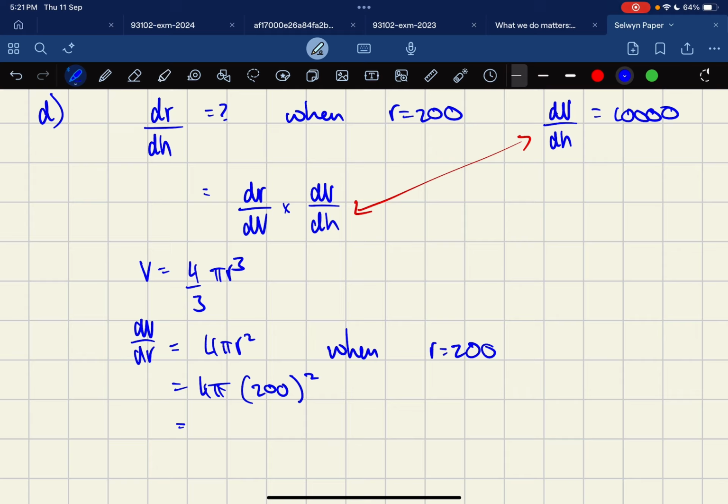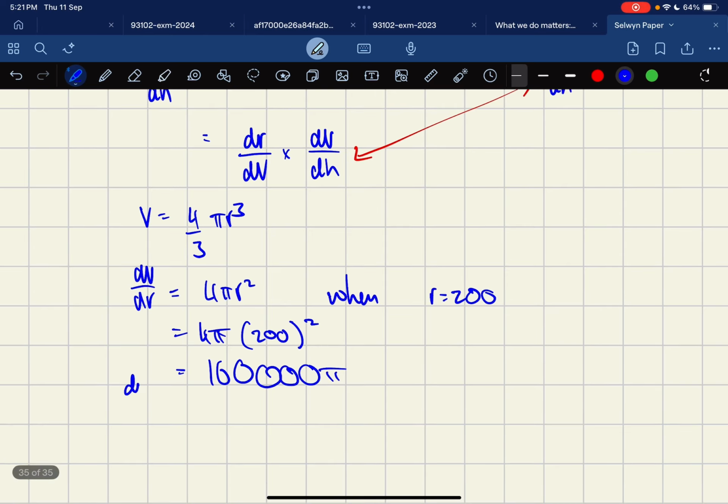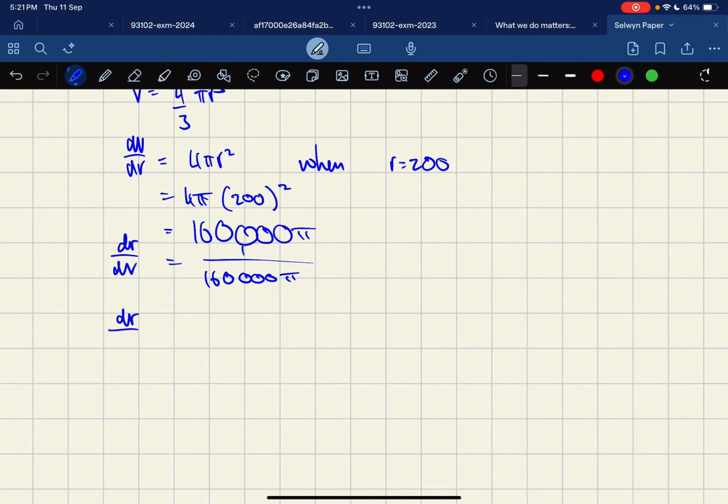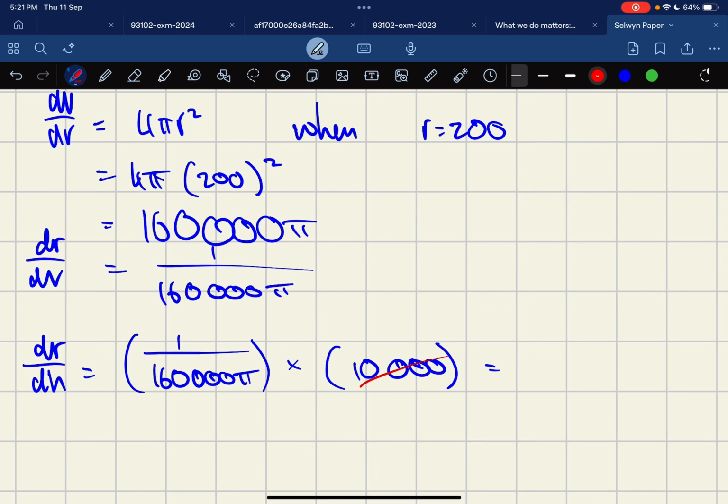200 squared, and then times by 4 pi, you get 160,000 pi. And then the reciprocal of this, dr over dv, is just simply 1 over 160,000 pi. So then to find my rate of change of the radius with respect to how high it climbs, it's going to be 1 over 160,000 pi multiplied by 10,000. You can see that there's 4 zeros here, cancel up with the 4 zeros over here. So it's just 1 over 16 pi.